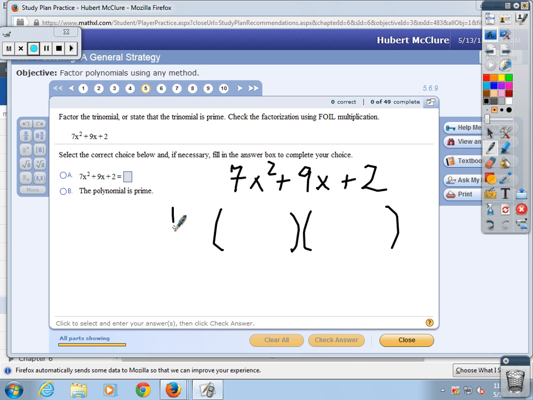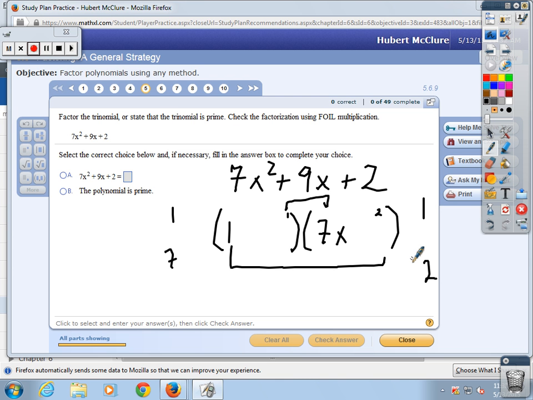Now, 1x and 7x, y'all can't mess that up. And y'all can't mess up 1 and 2. But once 1 times 2, it'll always give you 2. 2 times 1. But, outside, inside. So, put your little outside here. Put your little inside here. And I'm going to put a 1 and 2 there. That'll give me a 2x and a 7x.